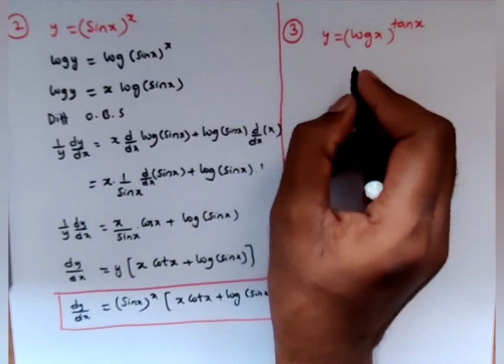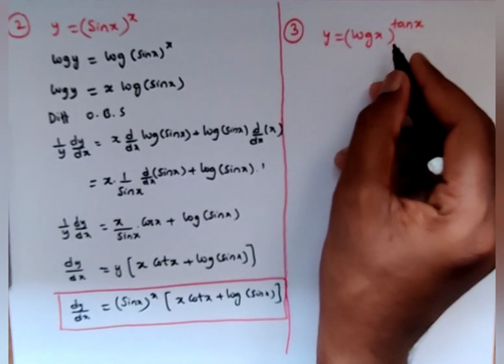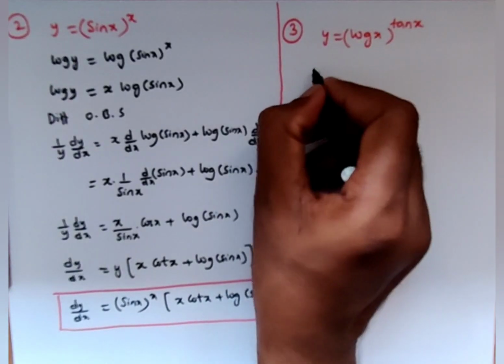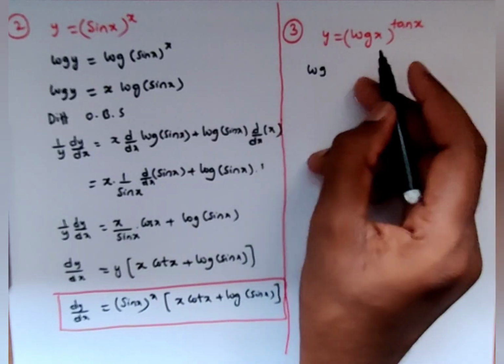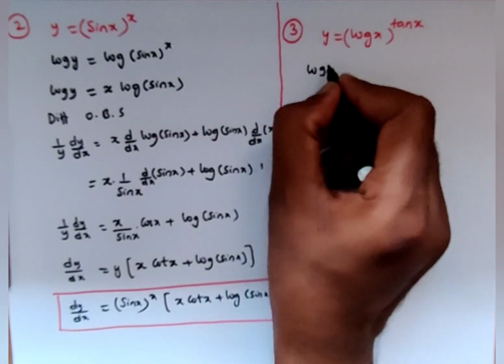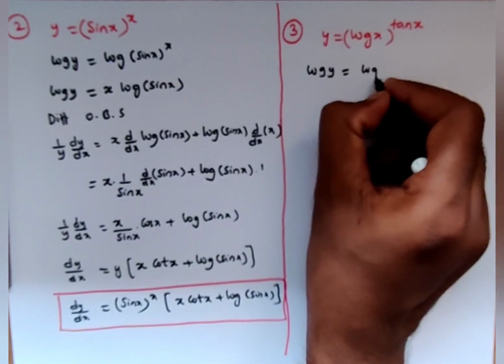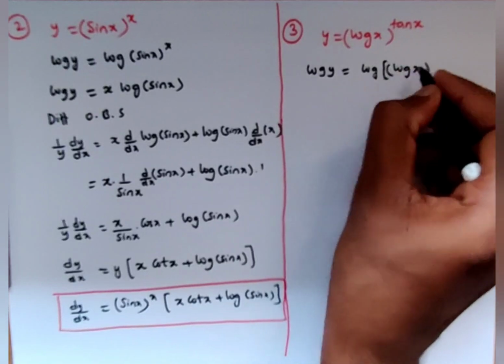So y equals log x to the power of tan x. So log x power tan x is there, it is in the form of f power g. So apply the logarithm on both sides. So log y equals the logarithm of log x to the power of tan x.